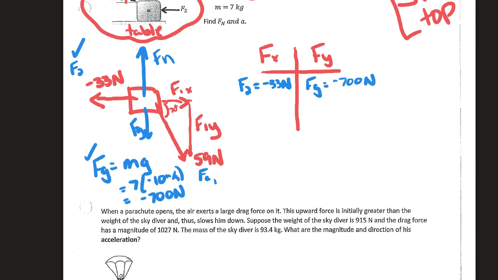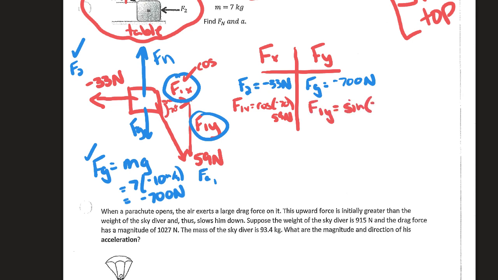Now, what other forces do we have? We've got the normal force, but we haven't dealt with these yet. But I bet if we take our time and we remember, we've been taking vectors and dividing them into their components for a long time. So we can do the x component using cosine. So we've got F1x equals cosine of negative 70 times 59 newtons, and F1y would be sine of negative 70 times 59 newtons.